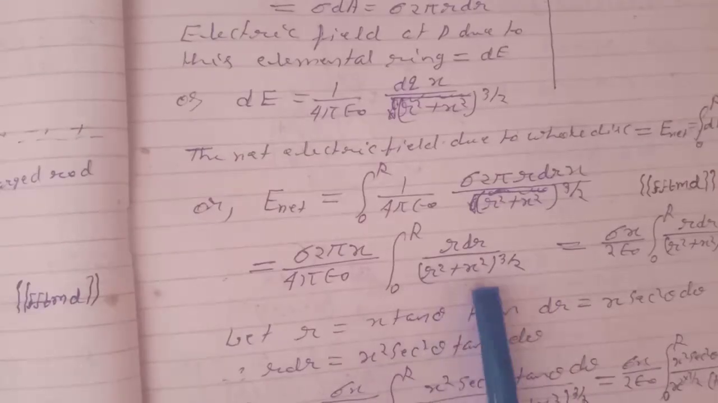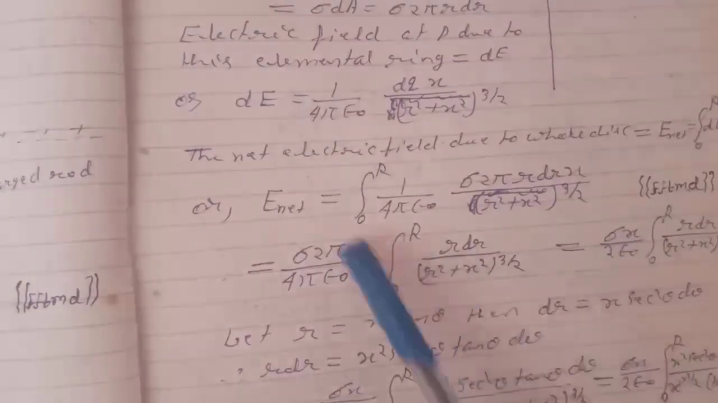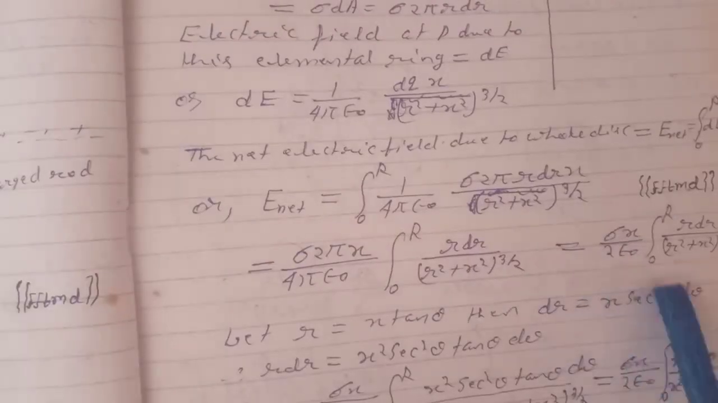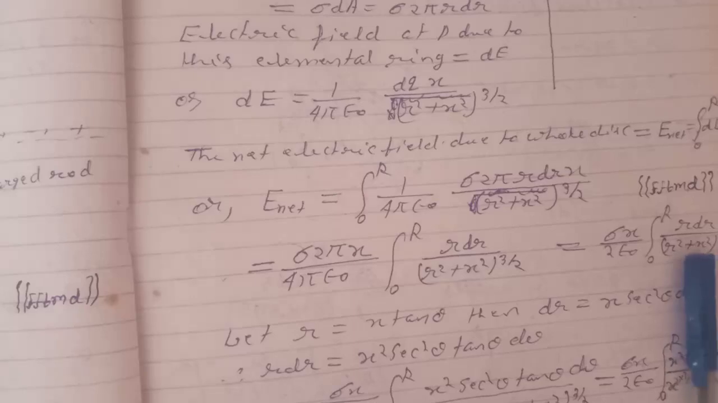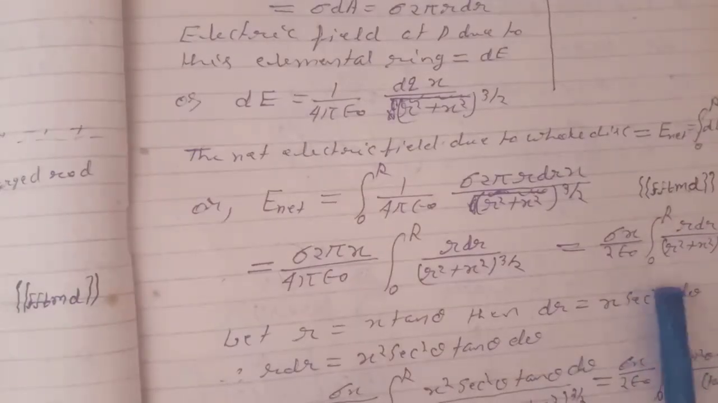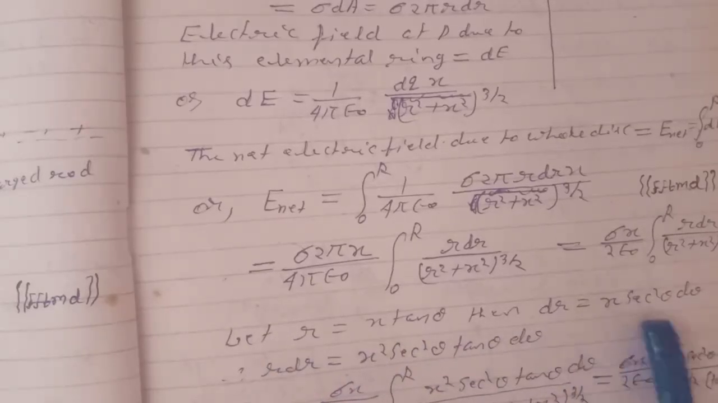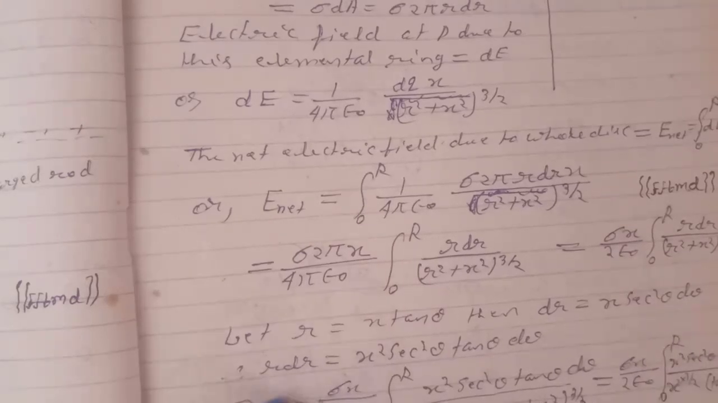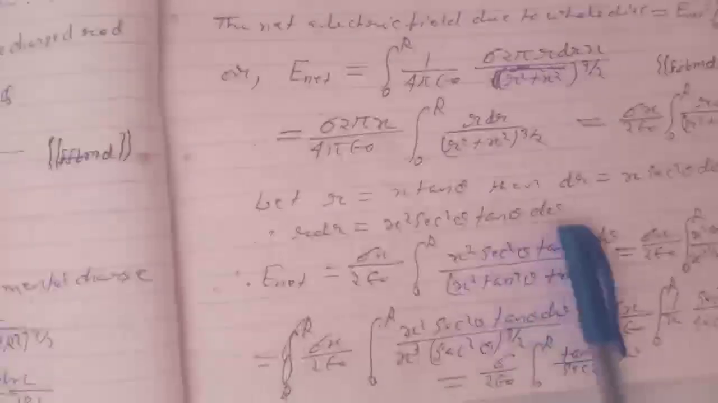Here keep in mind that x is fixed but r is variable. Or sigma x, pi cancels out and 2 cancels 2. So sigma x by 2 epsilon naught, integral 0 to R of r dr by (r square plus x square) to the power 3 by 2. We can solve this by the substitution method. Here let r equal x tan theta, then dr will be x into sec square theta d theta. Hence r dr equals x square into sec square theta into tan theta d theta.